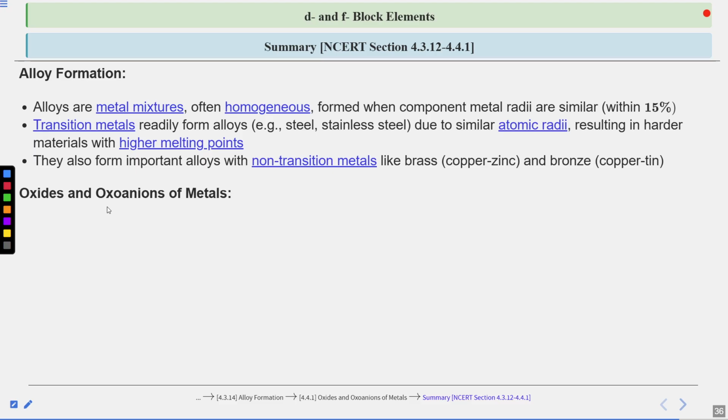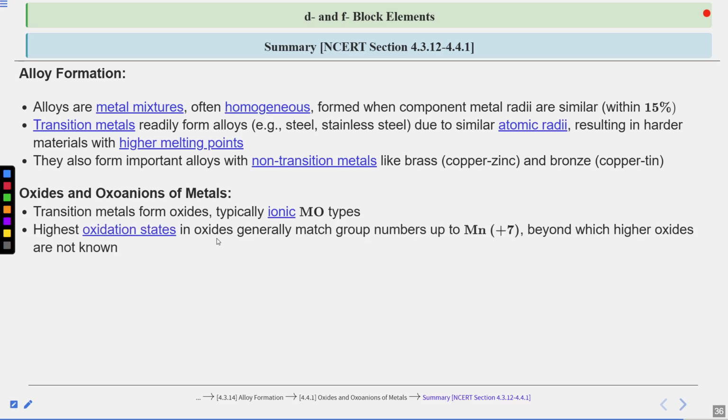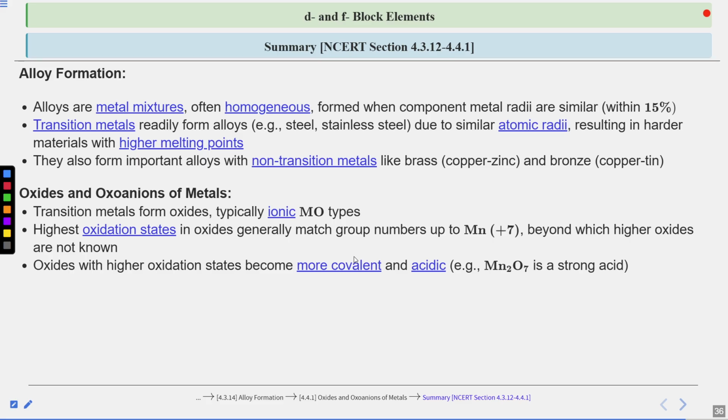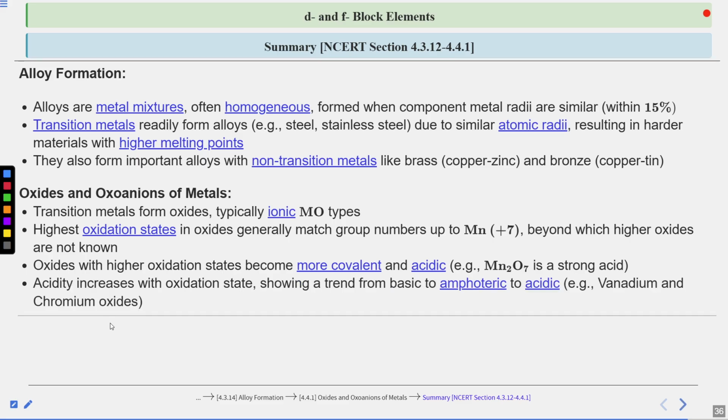Then we talked about oxides and oxoanions of metals. Transition metals form oxides, typically ionic MO types. The highest oxidation states in the oxides generally match the group number of the element, like manganese in +7, beyond which higher oxides are not known. Oxides with higher oxidation states become more covalent and acidic, for example Mn2O7, which is a strong acid. Acidity increases with oxidation number, showing a trend from basic to amphoteric to acidic character, for example in vanadium and chromium oxides.